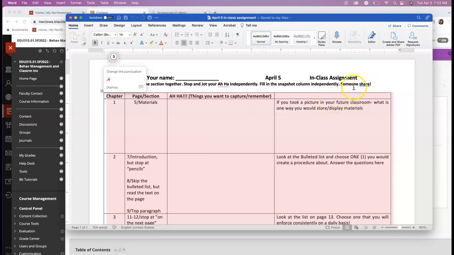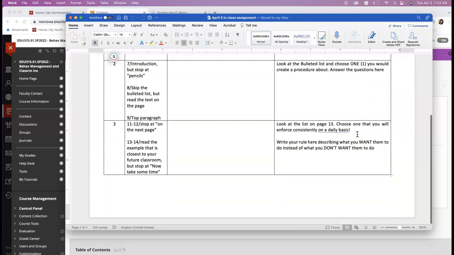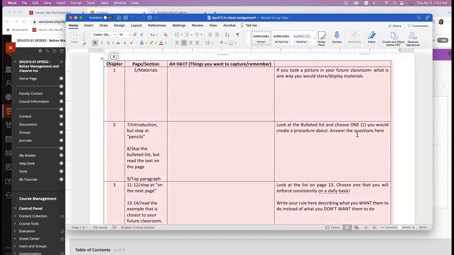Then I have a little prompt here that I want you to respond to for each of these. So it's a one-pager, but I would expect that it could get a little bit bigger as you're making the cell big enough for your typing. That is going to be completed now and turned in before the end of your time.